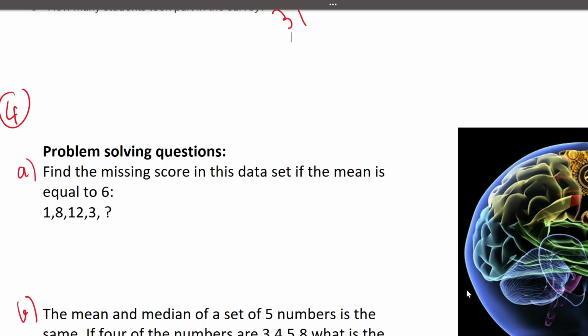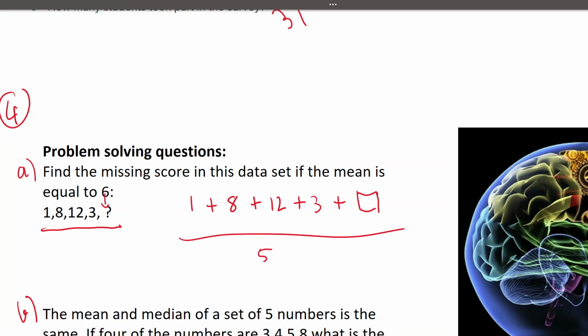So question A, find the missing score in this data set if the mean is equal to 6. So we've got 5 scores, but one of them is missing. This one here is missing. And we know the mean is equal to 6. So that means if we add the scores together, and this box represents my missing score, and when I divide by 5, because there's 5 scores, I need to get 6. Well, that means that the total, this bit here, has to add to 30, because 6 times 5 is equal to 30. So if I know that this has to add to 30, I can easily figure out what that missing box is.